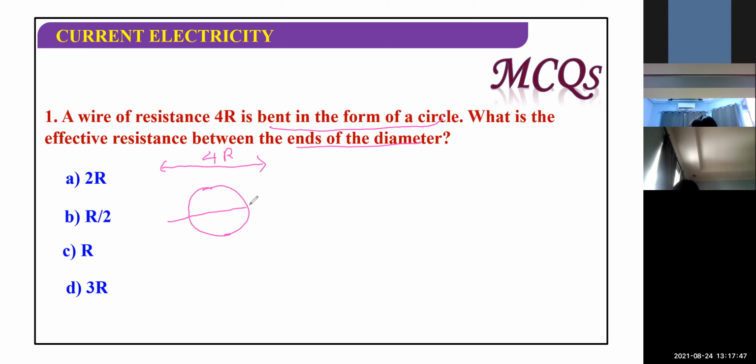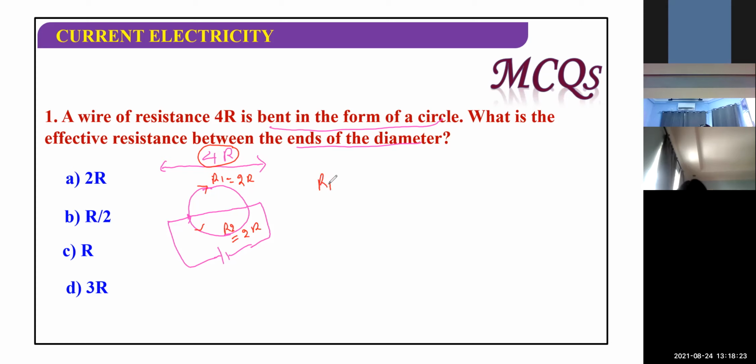Let me connect a battery here, just to make this question simple. When the current reaches this point, what happens? Some of the current will go upward because there is a different path. This I will take as R1, and some of the current will go to the lower part of the loop, and this is R2. What is R1? R1 equals 2R, because the total resistance is 4R. Across the diameter, the resistance is equally divided among the two parts. So 2R is upward and R2 is also equal to 2R.